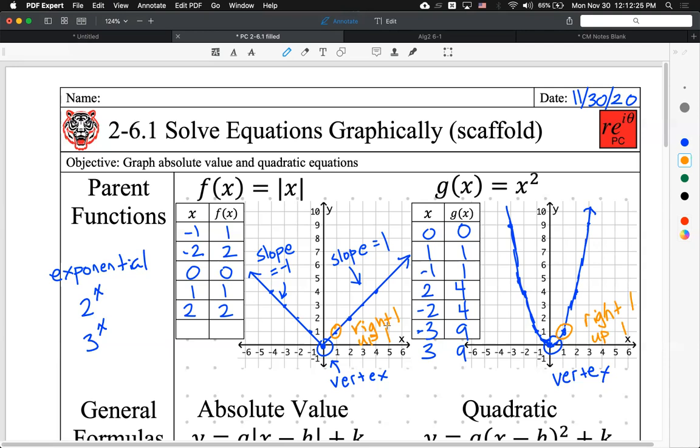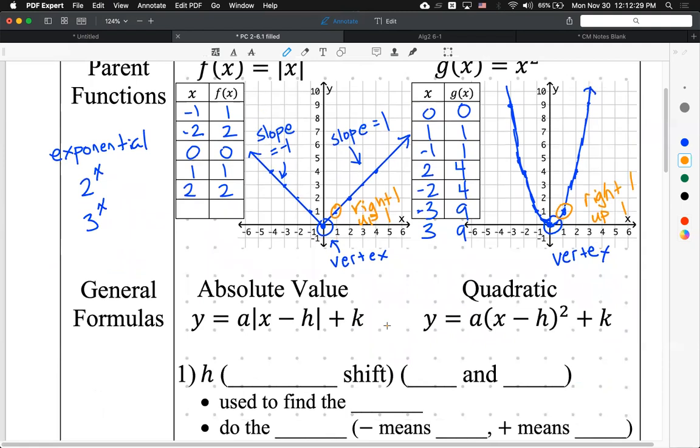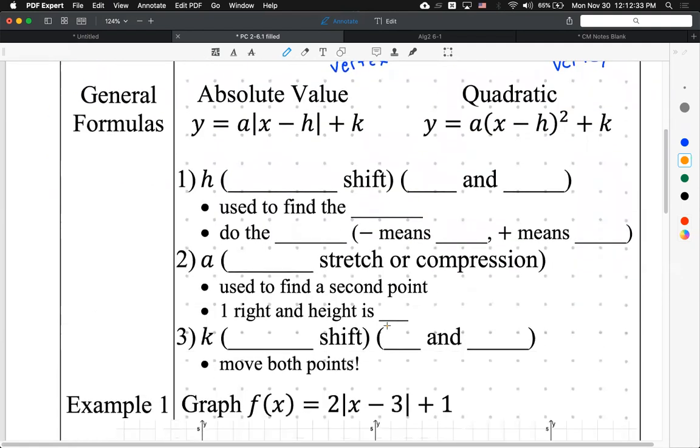All right, let's move on to something a little bit harder. So the general formulas assume that we have a lot of things happening. Again, you can see absolute value and quadratic. They look really close to each other. When I get to exponential, it's not going to look like this exactly, but you can kind of model it. Notice I'm using the same letters because the letters do the exact same thing to both of these equations. You learn it for one, you memorize it for the second.